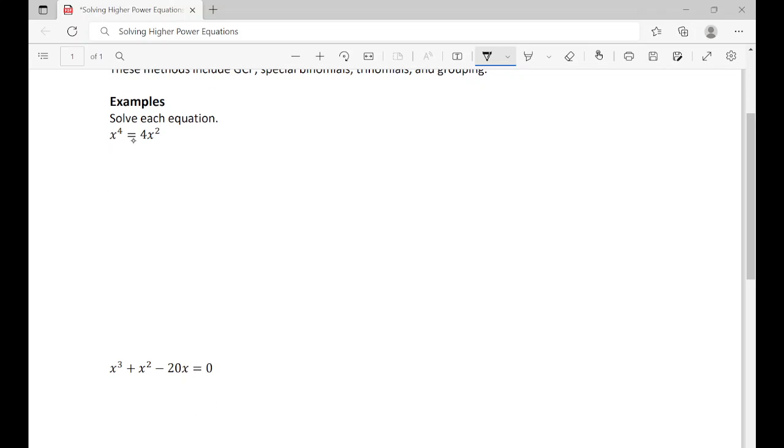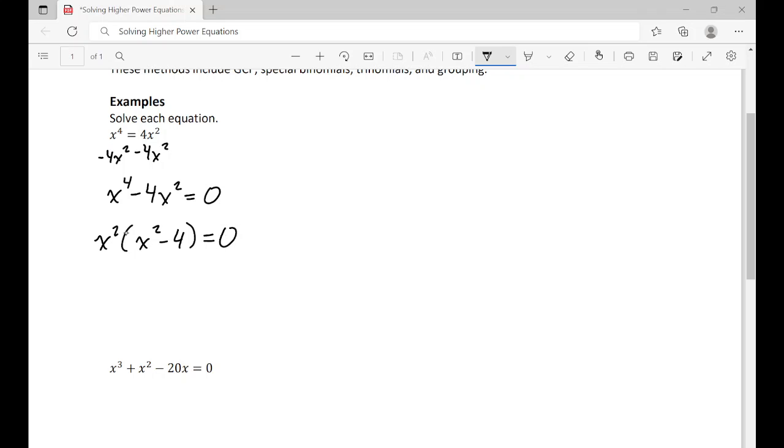First, we have x to the fourth equals 4x squared. So we need to solve this by getting the entire equation equal to 0. So I'm going to subtract 4x squared from both sides. And when I do that, I'm going to get x to the fourth minus 4x squared equals 0. And from here, I'm going to try and solve. The first thing I'm going to do is look at this and I see that I have a GCF of x squared. So I'm going to take an x squared out, and I'm left with x squared minus 4 equals 0.